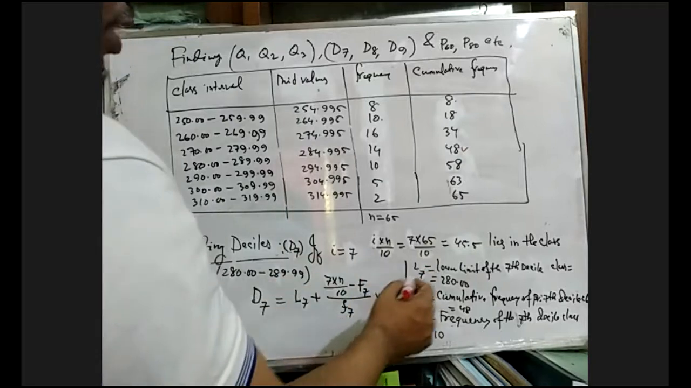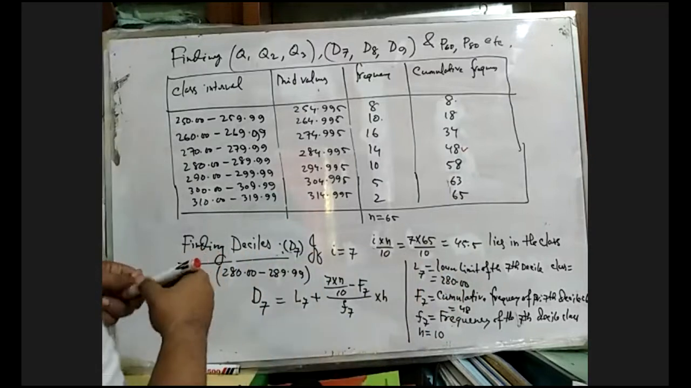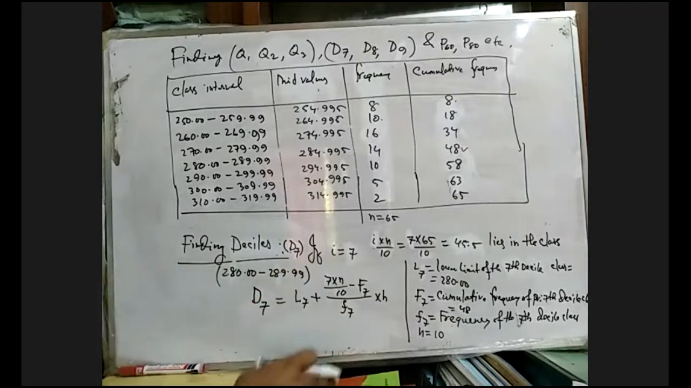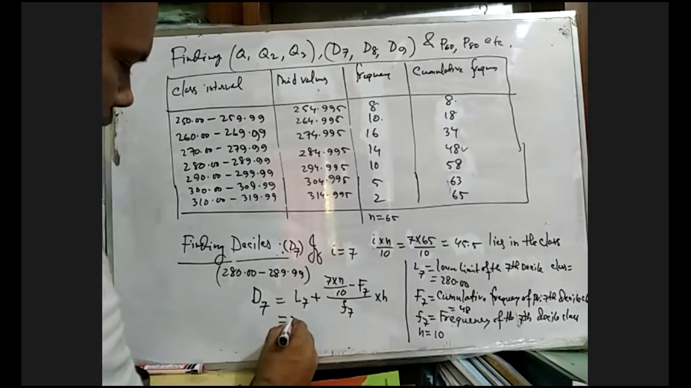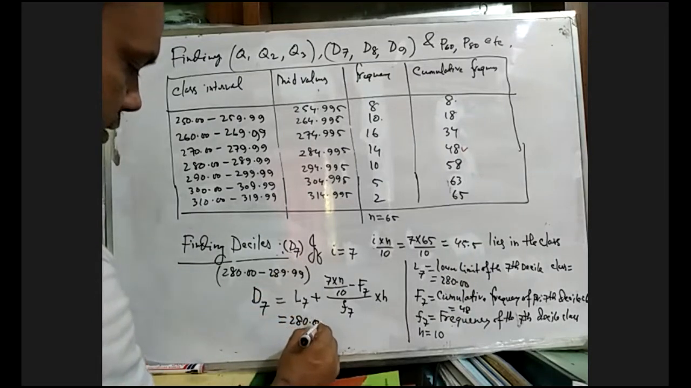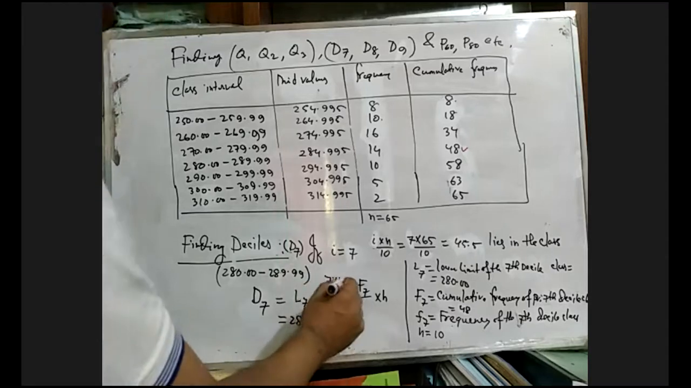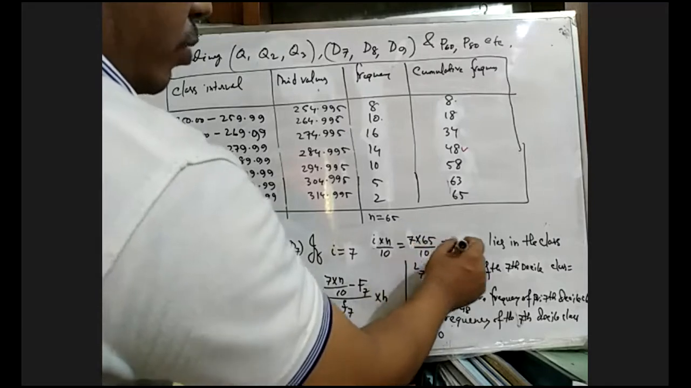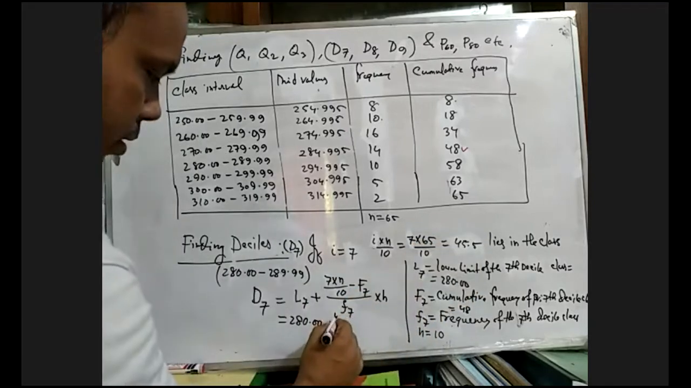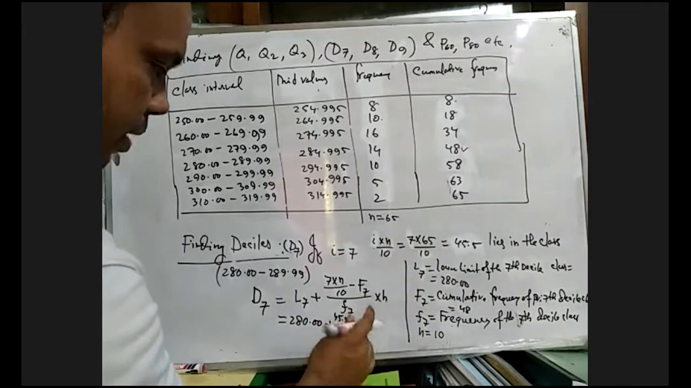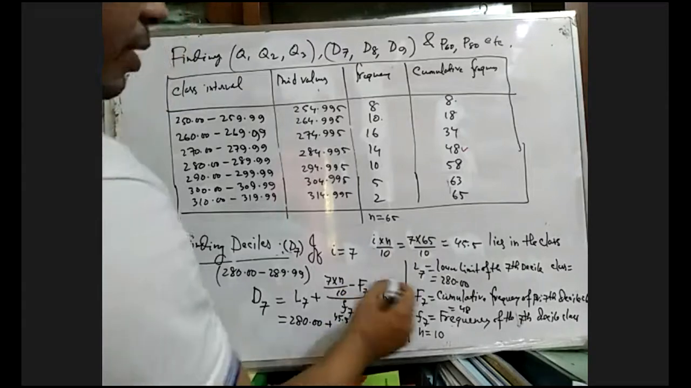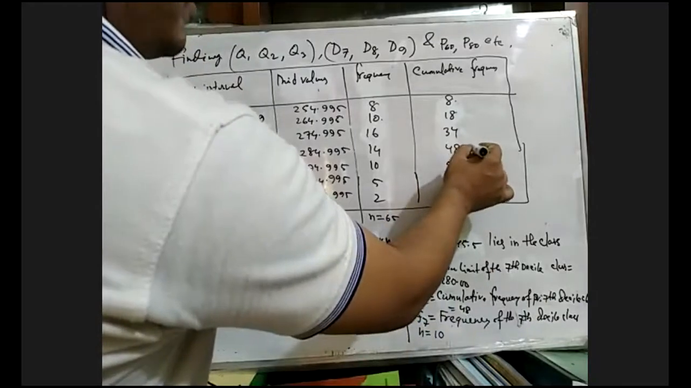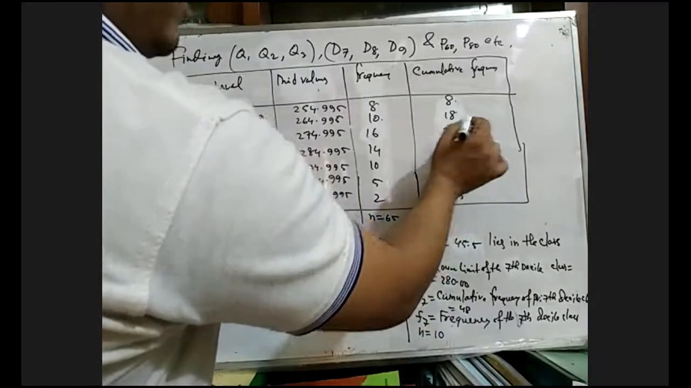So L7 is the lower limit of the 7th decile class, which is 280. So D7 equals 280.00 plus 7 multiplied by n divided by 10, that is 7 times 65 over 10, which is 45.5, minus F7. F7 is the cumulative frequency of the previous class, which is 34.